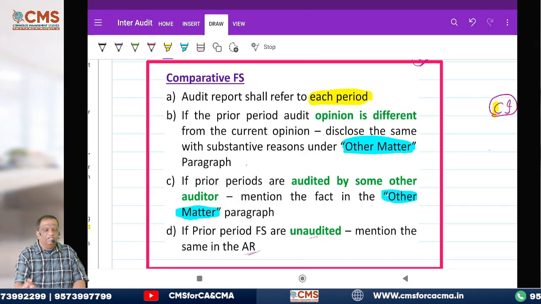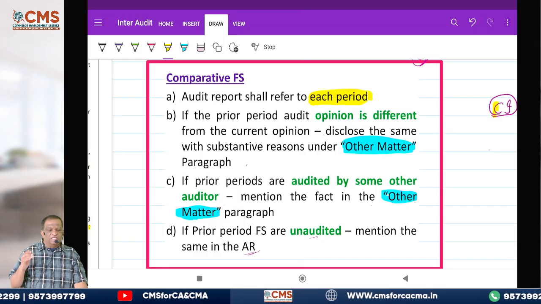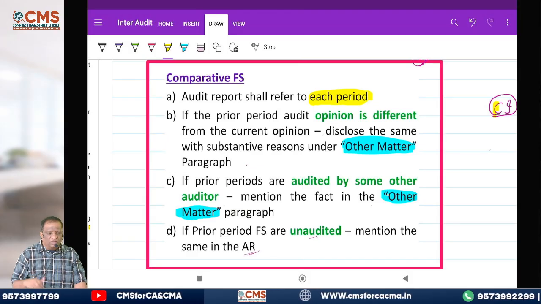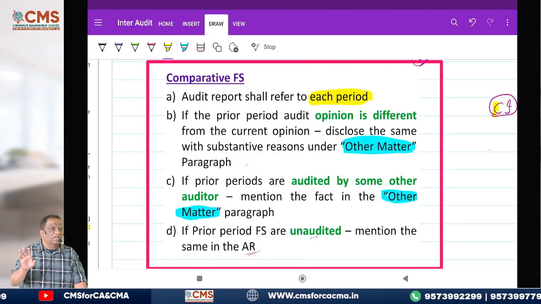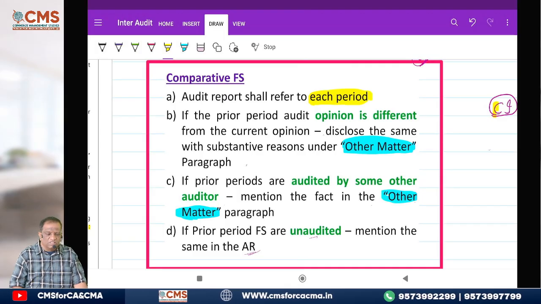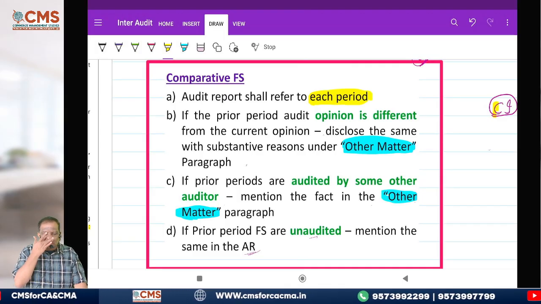And the third point, prior periods were audited by another auditor. Now we are only doing this comparison. Then make that point more clear. I didn't do the audit of last time. I only did the comparison. Mention this in the other matter paragraph. And the last point, not at all audited.